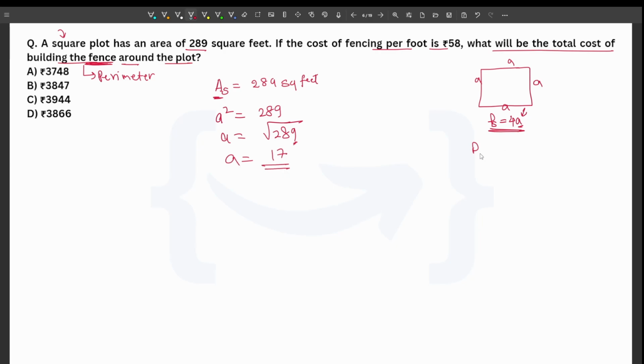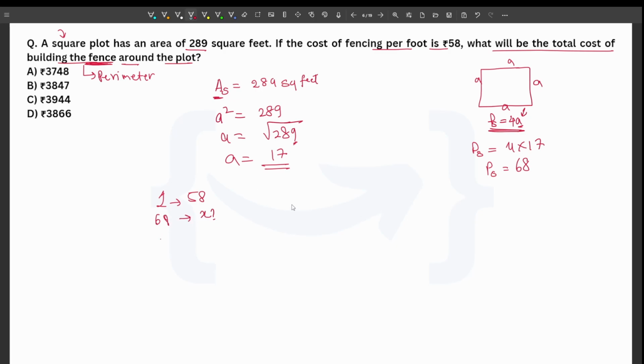So what would be my total perimeter? Perimeter would be 4 into 17. And my perimeter of the square will become how much? It will become 68. Isn't it interesting? So we have 68 as the perimeter. So for 1 foot, it is charging me 58 rupees. So for 68 feet, how much will it charge me?